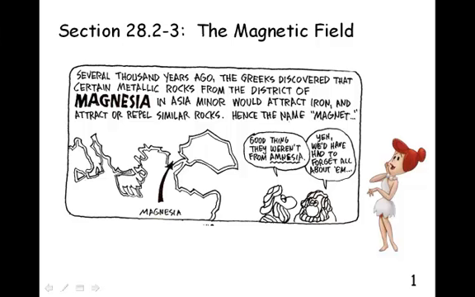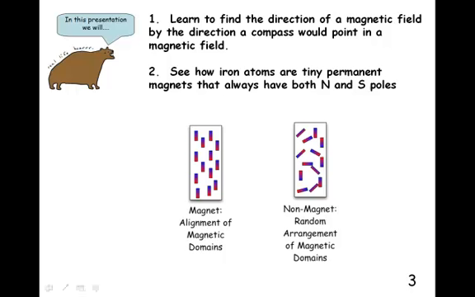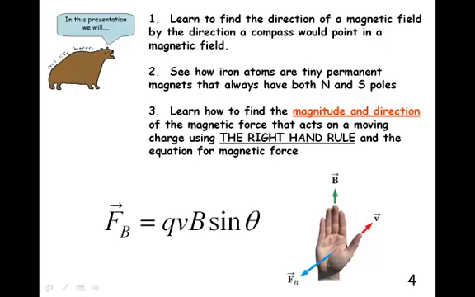I'm Dr. Steve Brule. In today's lesson we'll study the magnetic field. We'll learn how to find the direction of a magnetic field by the direction a compass would point in such a magnetic field. We'll see how iron atoms are tiny permanent magnets that always have both north and south poles.